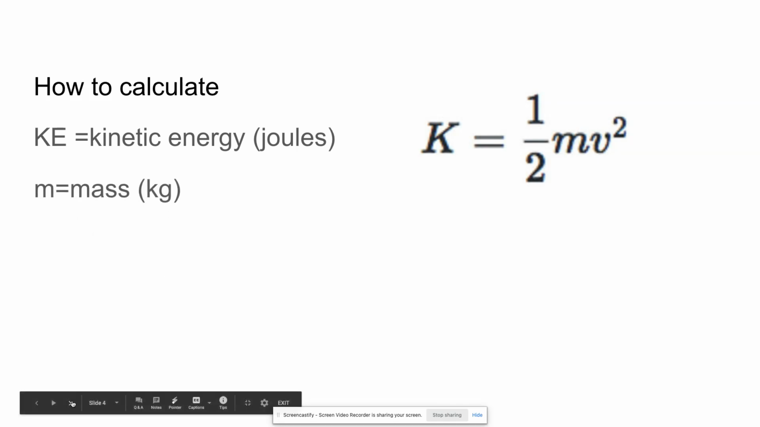Your mass, much like in potential energy, will be in kilograms. Always make sure to double check that. If it's in grams, you do have to adjust that. And your velocity is in meters per second. Remember, you're going to be squaring that.